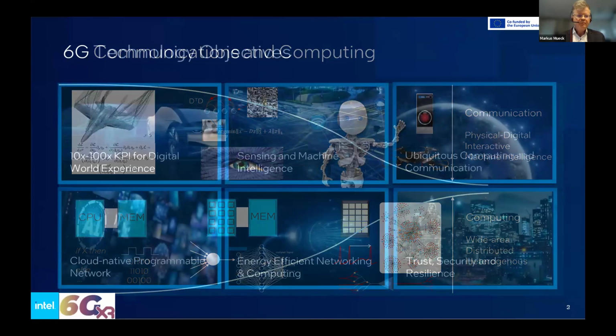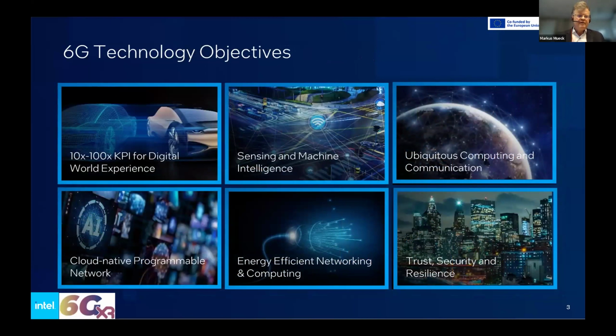Now, when we look at various 6G technology objectives, here are a couple of thoughts. So obviously, we need to go for a substantial increase of the relevant KPIs for the digital world experience. I mean, joint communication and sensing is a big topic. Energy efficiency and sustainability is a big topic. Cybersecurity, trust, resilience. I mean, these are obvious big topics.